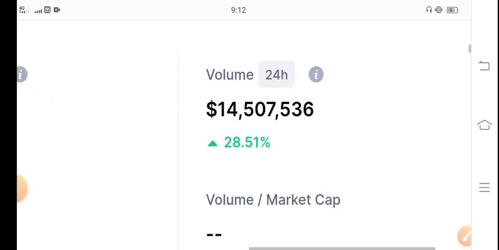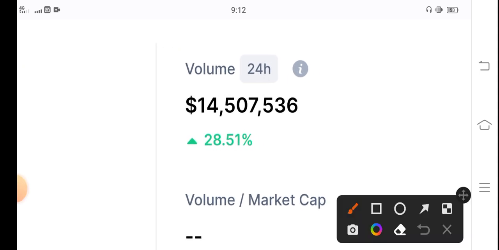On the other side, if you see the last 24 hours trading volume, the trading volume of Ellipsis coin is going positive, up 28.51%. So you know, now the crypto market is completely crashing. Every coin, even Bitcoin, is very cheap in the market. So now everybody is buying coins and investing in cryptocurrency. As you can see, in the last 24 hours, the Ellipsis trading volume has increased by 28.63%.